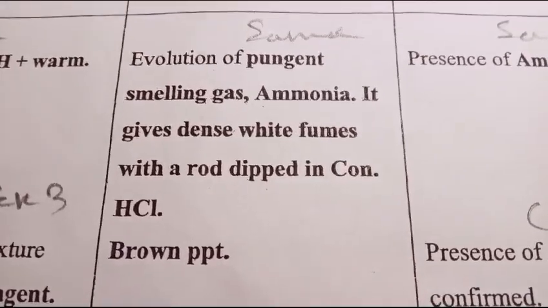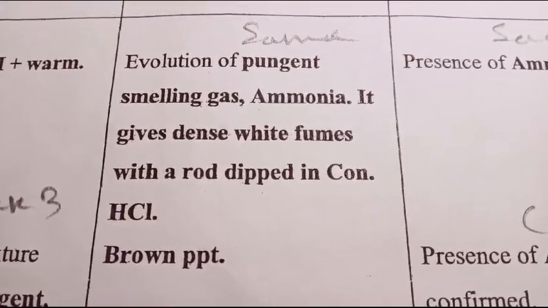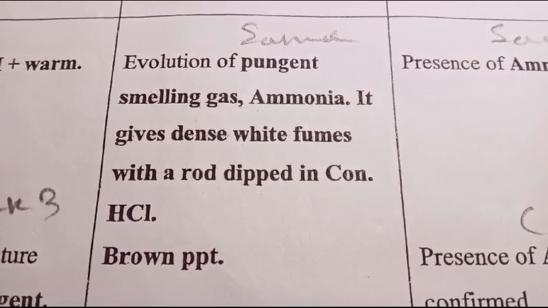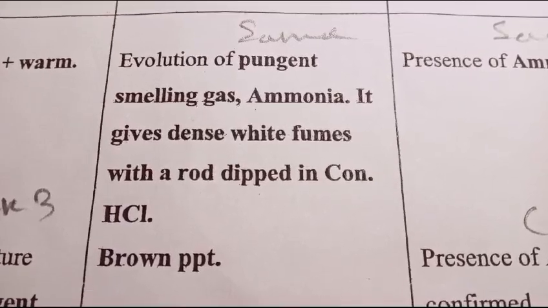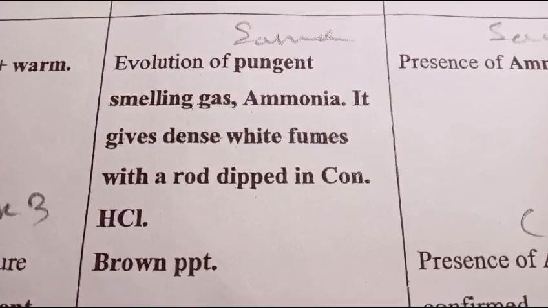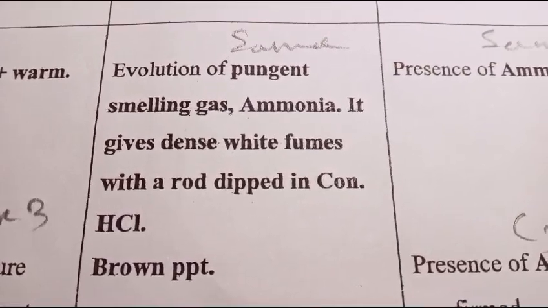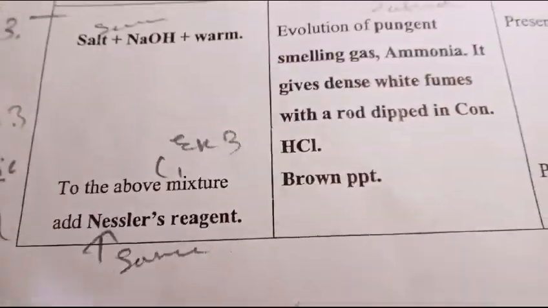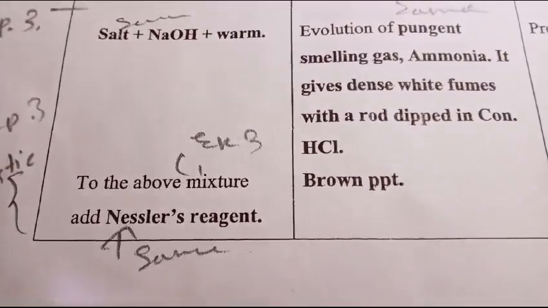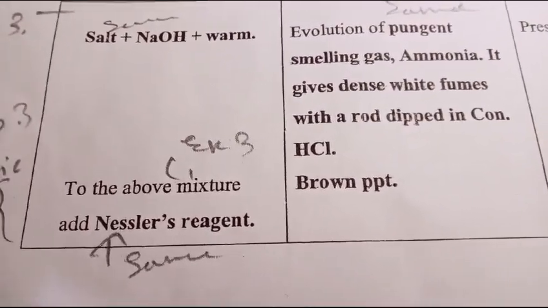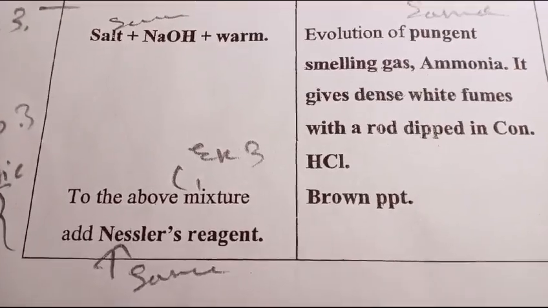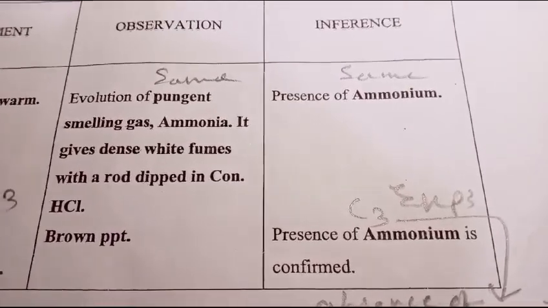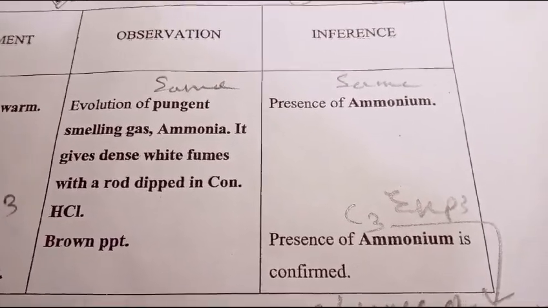Take a rod, dip it in concentrated HCl and hold it over the warm test tube. You will find dense white fumes. That means presence of ammonium is there. To the test tube which you have warmed, add Nessler's reagent to the mixture. A brown precipitate you will observe. That means presence of ammonium is confirmed.